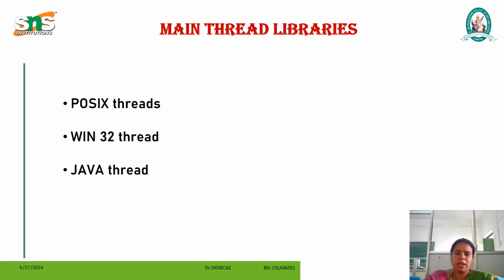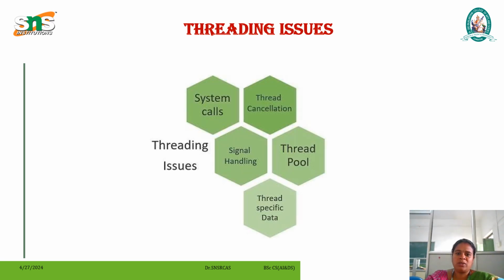Next one, main thread libraries: POSIX thread, Win32 thread, and Java thread. POSIX thread, or pthread, is the thread extension of the POSIX standard, which may be provided as either a user-level or kernel-level library. Win32 thread, the Windows thread library, is a kernel-level library available on Windows systems. Next one, Java thread. The Java thread application programming interface allows threads to be created and managed directly in Java programs.